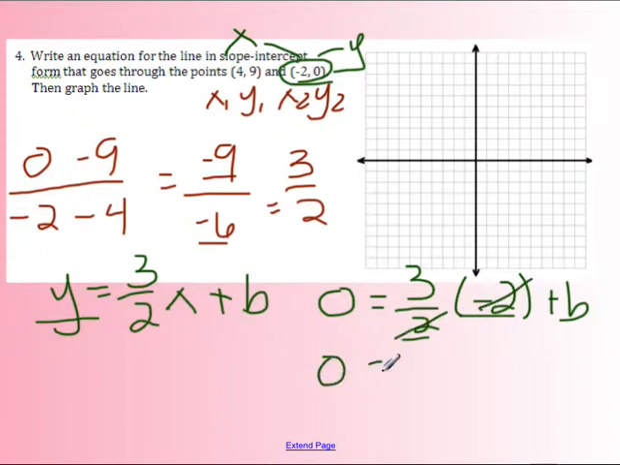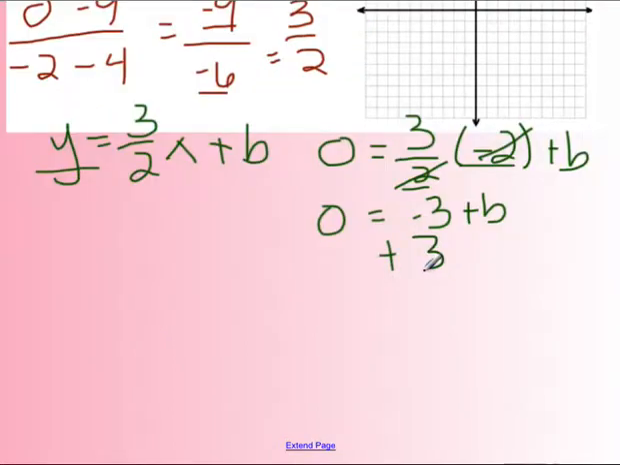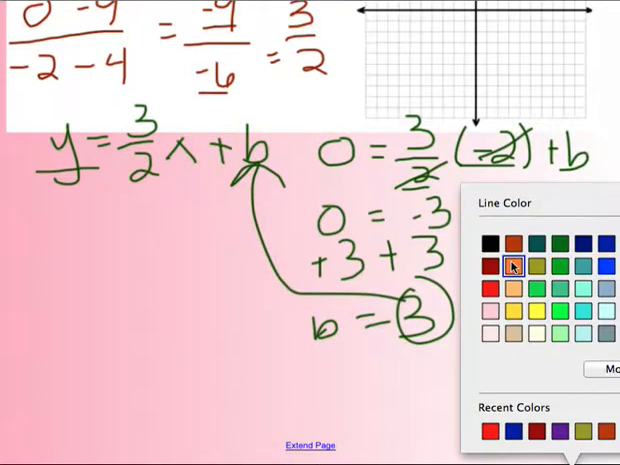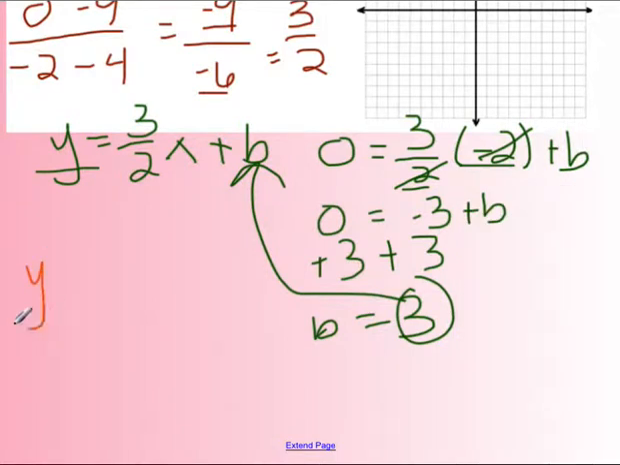So now I have 0 is equal to negative 3, because 3 times negative 1 is negative 3, plus b. So now to solve for b, I need to add 3 to both sides. And then I get that b is equal to 3. So I can go ahead and plug that in for the equation of my line. So then I have y is equal to 3 halves x, so up 3 over 2, plus 3.